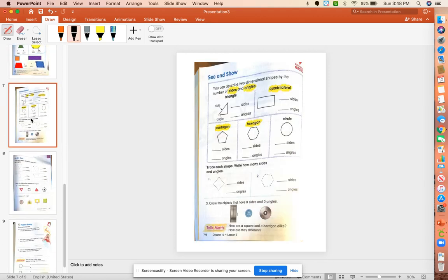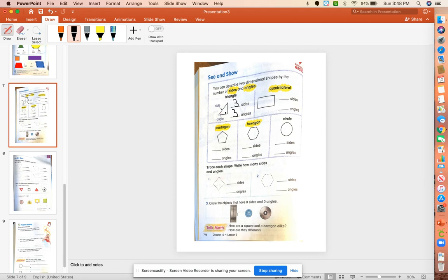All right, take a look at page number 746. It says see and show. You can describe two-dimensional shapes, another word for 2D shapes, by the number of sides and angles. So here's a picture showing you these are the sides, and then there's the angle that I just showed you. So this triangle has, we already talked about this, 3 sides and 3 angles.